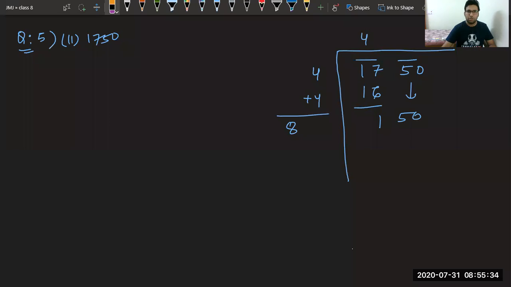Let me go with 1 and 1. 1 1s are 1, 1 8s are 8. We will get 10 minus 1, 9, and 14 minus 8, 6. So we have got 69. The remainder is 69, and the number, 41 square is less than, we can say, yes class, can we say 41 square is less than 1750?